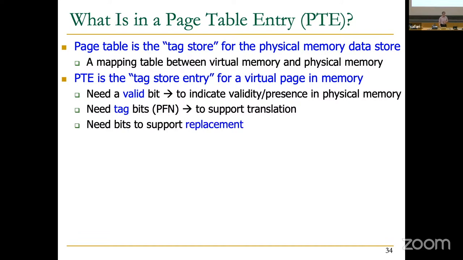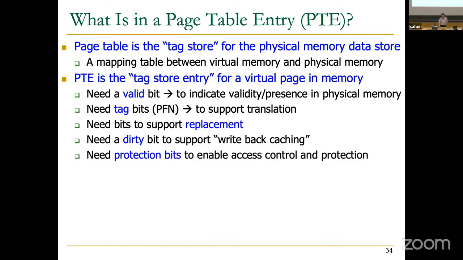You need bits to support replacement, which we're going to talk about soon. What do you replace from physical memory if your physical memory is full? So you need to know which pages are not touched. But this actually is a problem because we have so many pages in physical memory, as we will see soon. You need a dirty bit to support write-back caching in physical memory, and we've discussed this already because write-through is pretty expensive in physical memory.